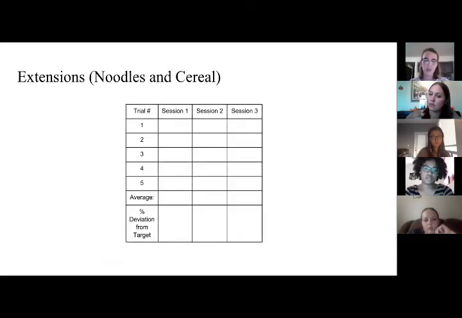The extension phase followed maintenance. Participants estimated a half cup of noodles and a half cup of cereal without the use of measurement aids. The participants weighed the 5 trials in each session at the end to avoid additional learning. The average and percent deviations were calculated for each session.